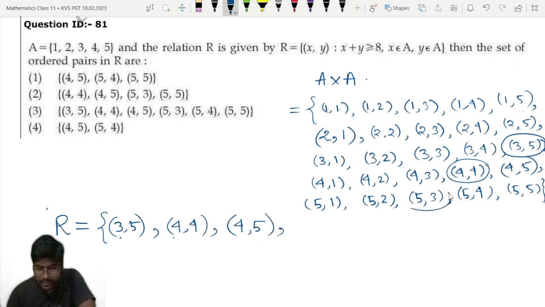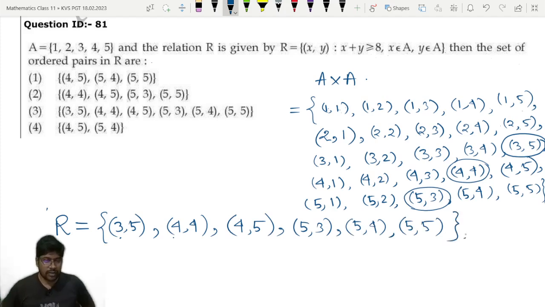Then come to 5 comma 3. So 5 comma 3 belongs to R. 5 comma 4 similarly belongs to R, and 5 comma 5 also belongs to R. Okay, so R is this one. Now, therefore which option is correct? Now easily we can see option number 3 is the correct answer. See here the number of elements: 1, 2, 3, 4, 5, 6, and here also we have got 1, 2, 3, 4, 5, 6. All the other options are having fewer elements, so option 3 is the correct answer.